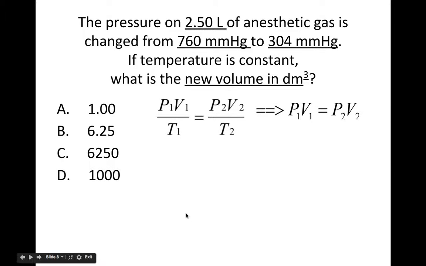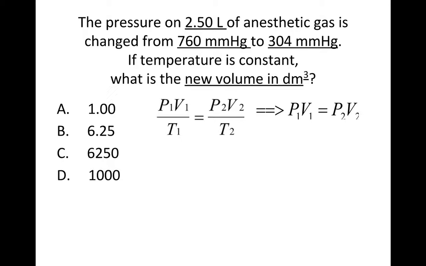So here's our first problem. The pressure of a 2.50 liter sample of anesthetic gas is changed from 760 millimeters of mercury to 304 millimeters of mercury. Millimeters of mercury is just a unit for pressure, and liters, as you remember, is a unit for volume. We said at the beginning of our notes in the last video that liters is the same as decimeters cubed. So if the temperature is constant, what is the new volume in decimeters cubed? Whatever my final number is, it's going to be the same, because 1 liter is equal to 1 decimeter cubed. That's probably our easiest conversion that we would ever need to make.